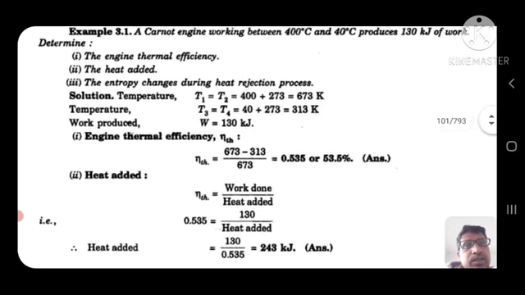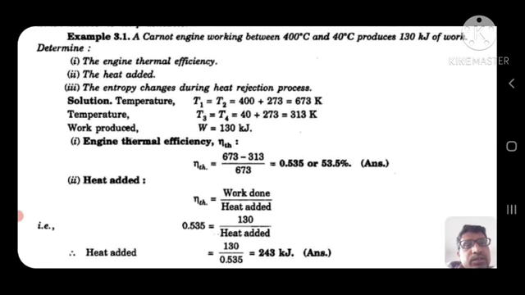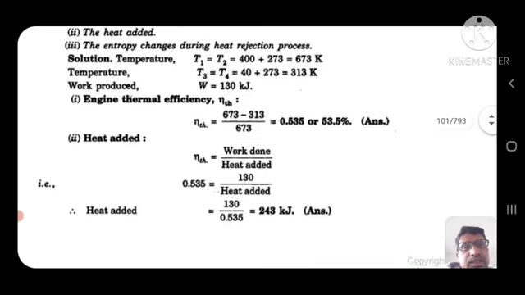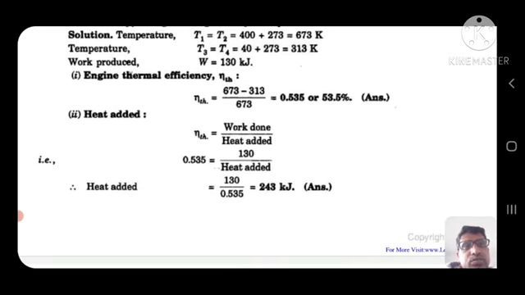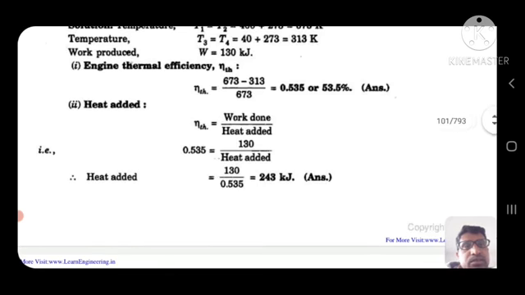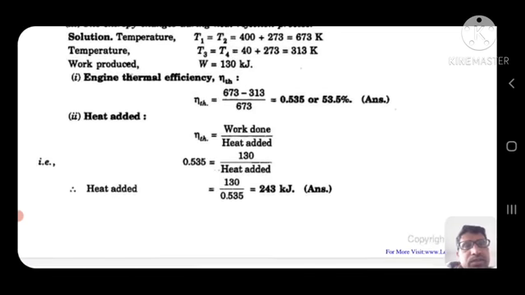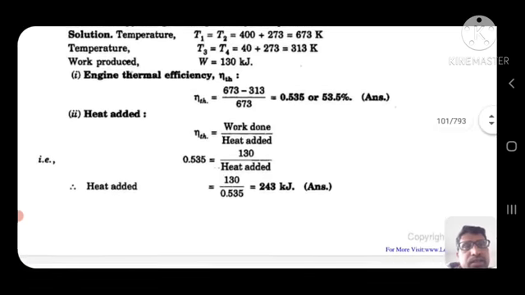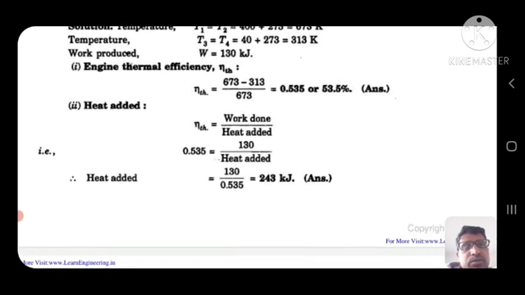A Carnot engine working between 400 degrees centigrade and 40 degrees centigrade produces 130 kilojoule work. Determine the engine thermal efficiency, the heat addition, and the entropy change during the heat rejection process. Temperature T1 is equal to T2, that is 400 plus 273, so 673 Kelvin. Temperature T3 is equal to T4, that is 40 plus 273, 313 Kelvin. Work produced W is equal to 130 kilojoule.